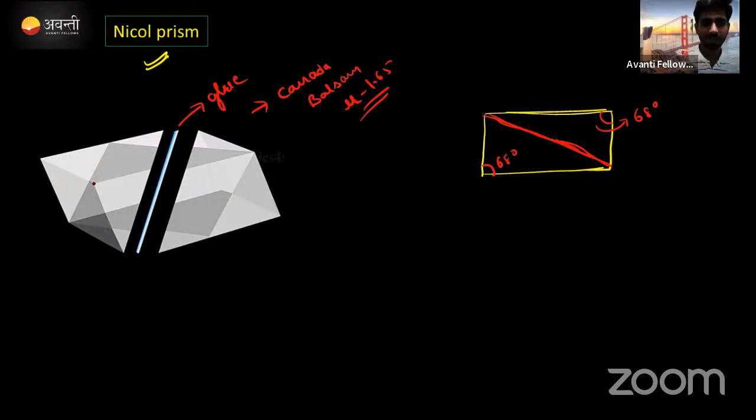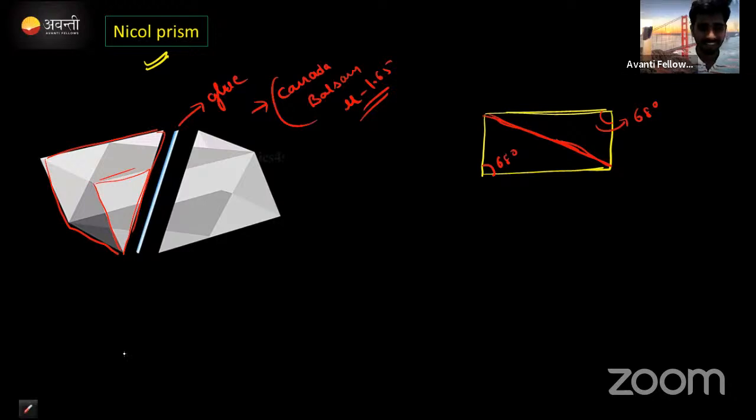This is the prism. Look, the prism is here. It will not look good properly, that's why I write like that. This is the prism. In between these two prisms, we are going to attach with a glue. We call that glue Canada balsam. Okay, how this prism will work, I will explain first.